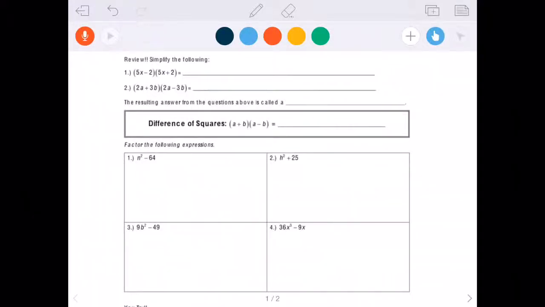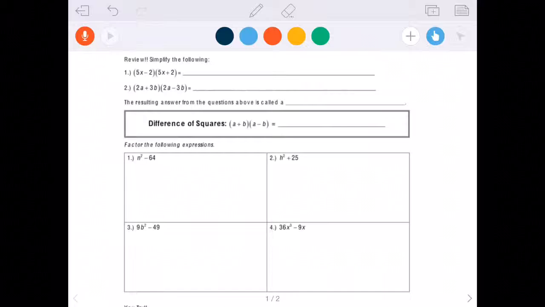This video is going to be on perfect squares and difference of squares. This is just a type of factoring, and basically we're going to be looking for things like perfect squares and patterns. The top part is just a review.